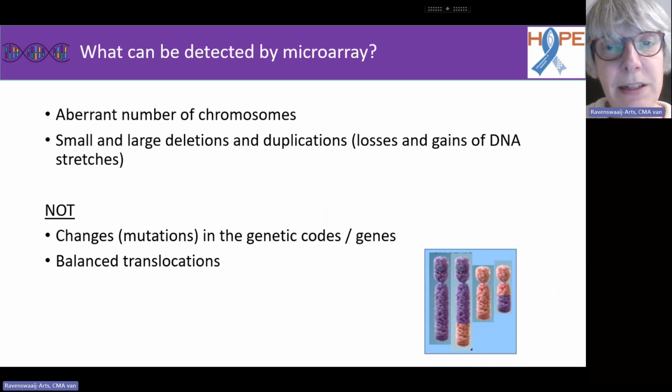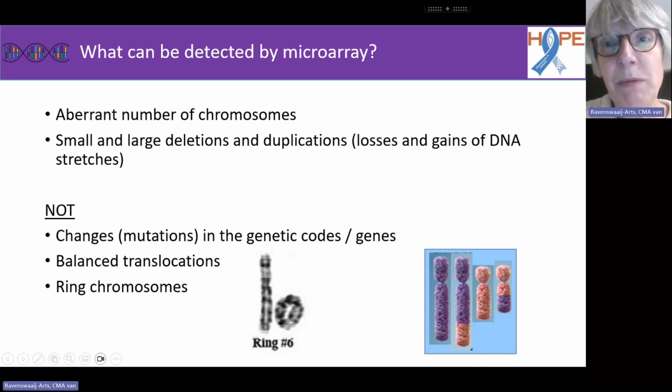Changes in the chromosomes that are balanced, so the normal amount of chromosomal material is still present, can also not be detected by array. You see here an example of a translocation where part of a chromosome has been translocated to another chromosome and vice versa. The total amount of pink and purple chromosome is still present, so no copy number aberration is present. This is called a balanced translocation, and while there are no gains and no losses, the net amount of DNA is still normal. You cannot detect it by microarray. You need another technique. Actually, you need to look through the microscope to see this.